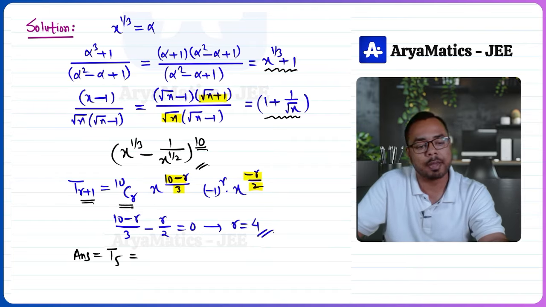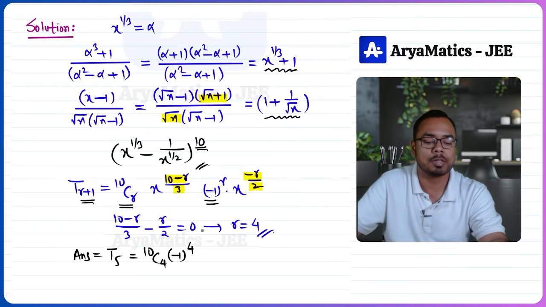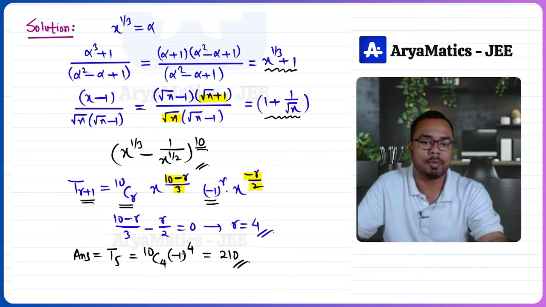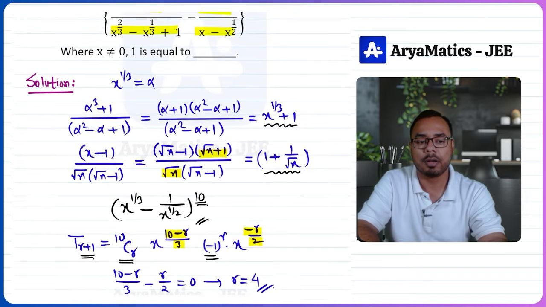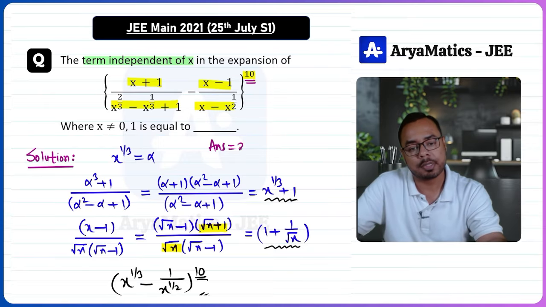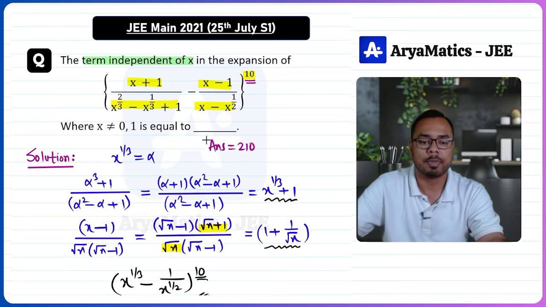And what will be T5? So x raised to 0 and the coefficient will be 10C4 multiplied by (-1) raised to r, so (-1) raised to 4. Now 10C4 after calculation will give you 210, and (-1) raised to any even power is plus 1. So therefore, in the binomial expansion of this one, the constant term, or the term independent of x, will be 10C4 or 210. So that is the correct answer for this problem, right?